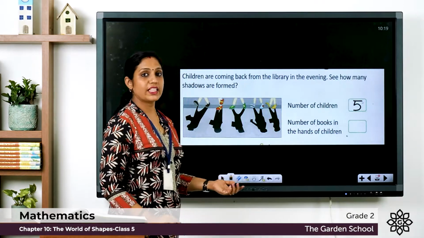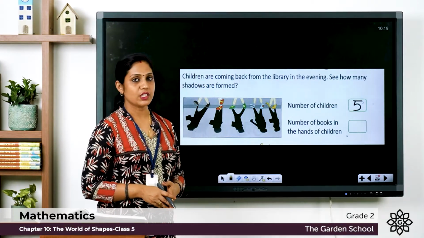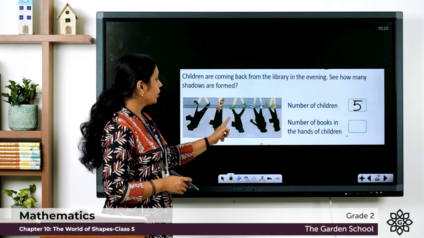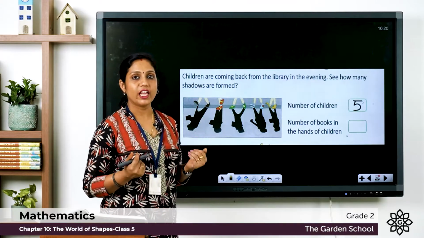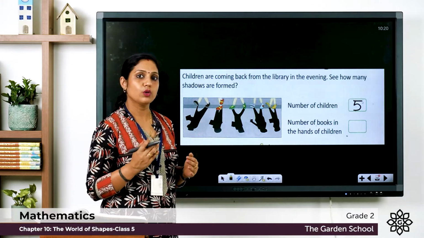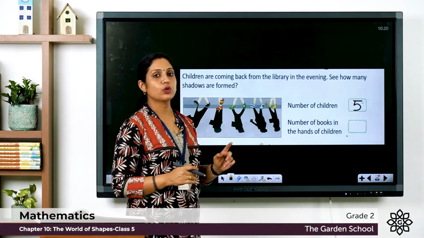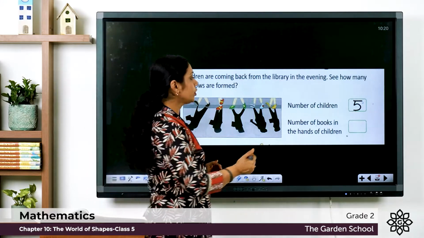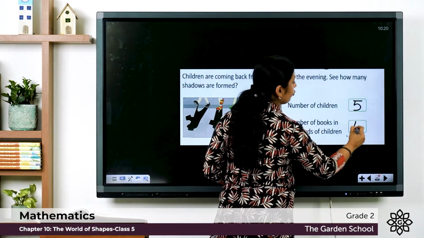And look, what is the next question? Number of books in the hands of children. So we can count the books. Look here, 1, 2, 3, and the fourth person is not having any book. We are not able to see the book, so no need of counting there. So 1, 2, 3, 4. We are able to see 4 books in the hands of children. So here you can write number of books in the hands of children, 4.